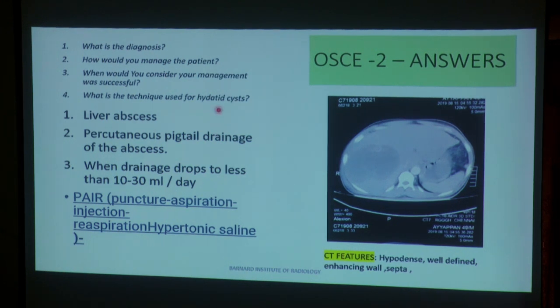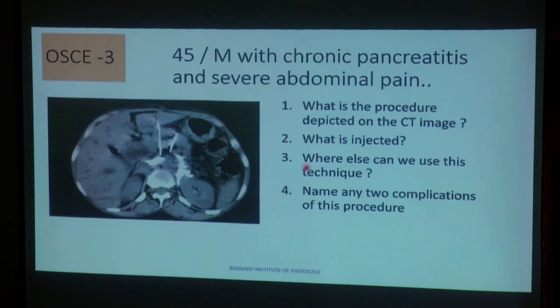So what is the technique used for hydatid cysts? It is called PAIR, which is puncture, aspiration, injection and re-aspiration, where we inject hypertonic saline into the hydatid cyst, which is a scolicidal agent, and you can kill the hydatid scolices.